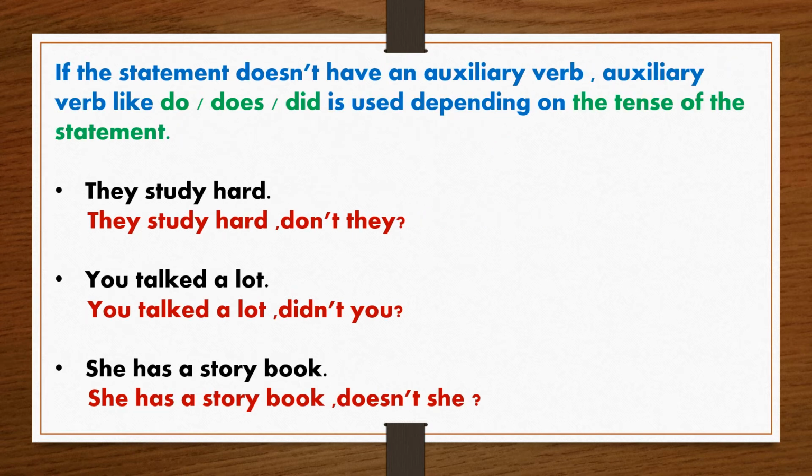If the statement doesn't have an auxiliary verb, a form of do, does or did is used depending on the tense of the statement. For example, they study hard. They study hard, don't they? You talked a lot. You talked a lot, didn't you? She has a storybook. She has a storybook, doesn't she? Note here has is a possessive verb and not an auxiliary verb.